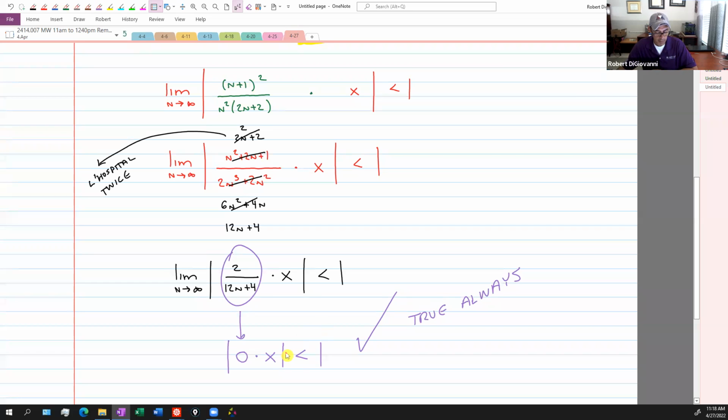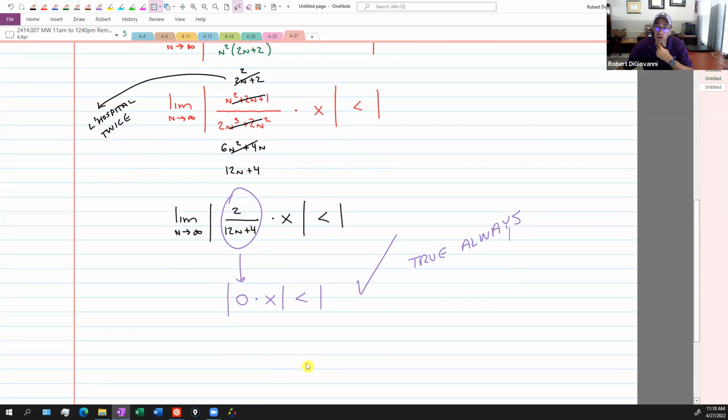right? Give me an x, doesn't matter what it is. I'm going to multiply times a number that's going to 0. That is definitely going to be less than 1. And remember, you're not allowed to give me infinity for x. X has to be a fixed real number. So this is true all the time, which means that any x works.